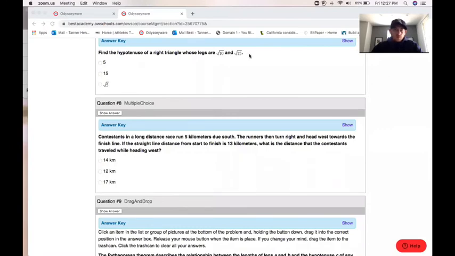All right, we got a little word problem for number 8. So it says contestants in a long distance race run 5 kilometers due south. So we're going down 5. The runners then turn right and head west towards the finish line. If the straight line distance from start to finish is 13, so from here, straight line to here is 13, what is the distance that the contestants traveled while heading west?